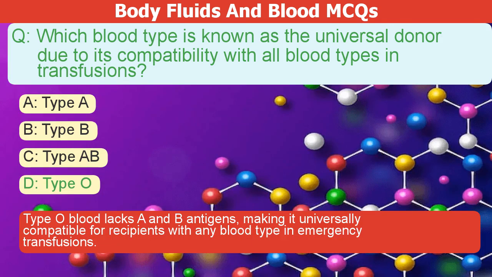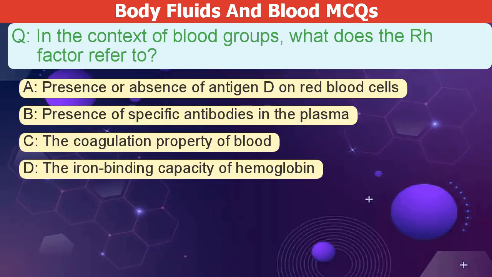The correct answer is D. Type O blood lacks A and B antigens, making it universally compatible for recipients with any blood type in emergency transfusions. In the context of blood groups, what does the Rh factor refer to?